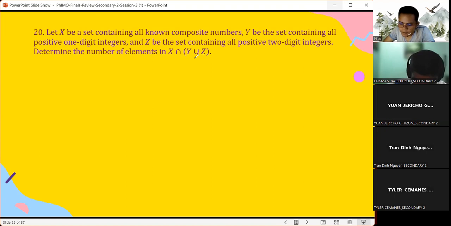Okay. So this is what we call the union and intersection. So when you have this one, this is what we call the union, and this is what we call the intersection.